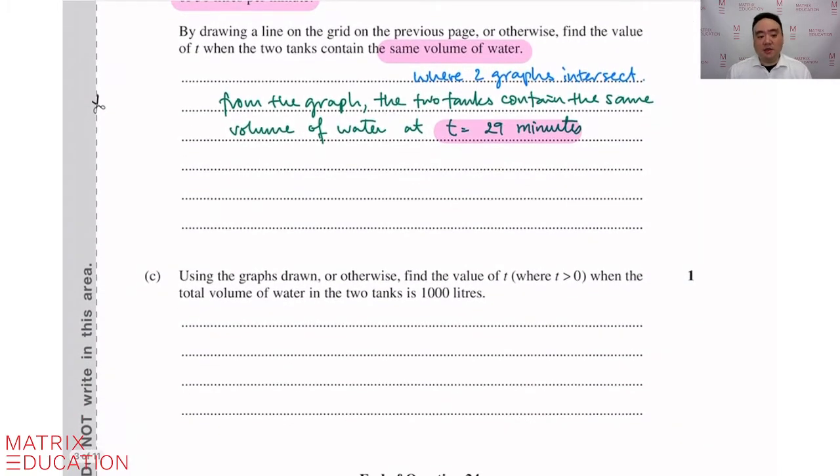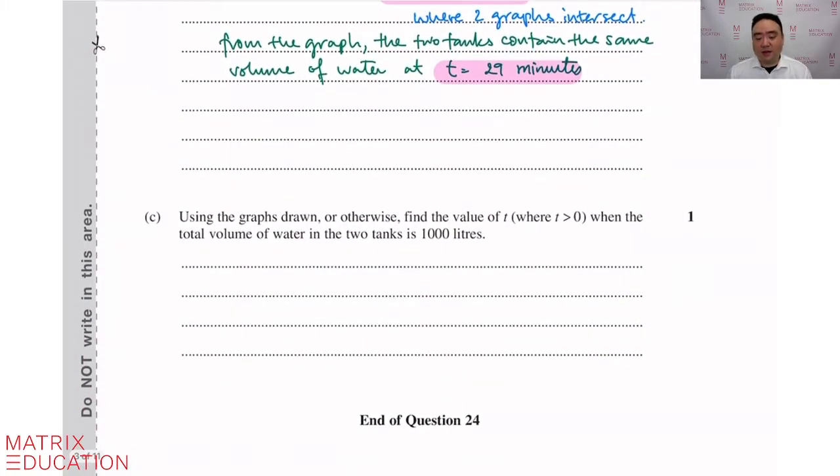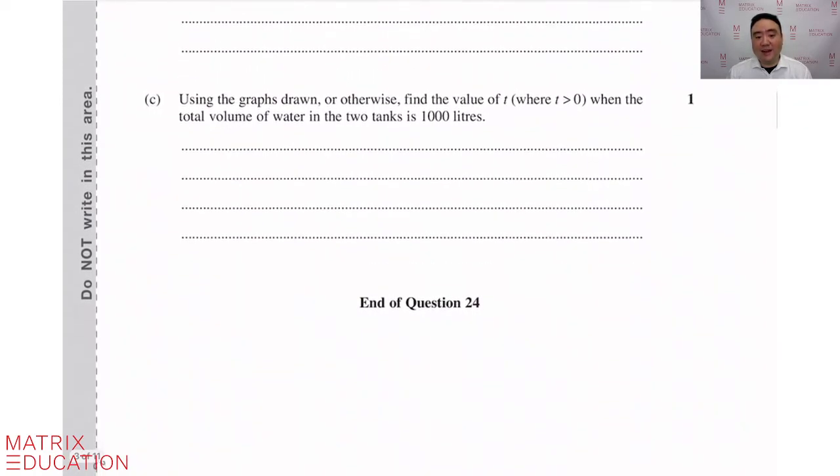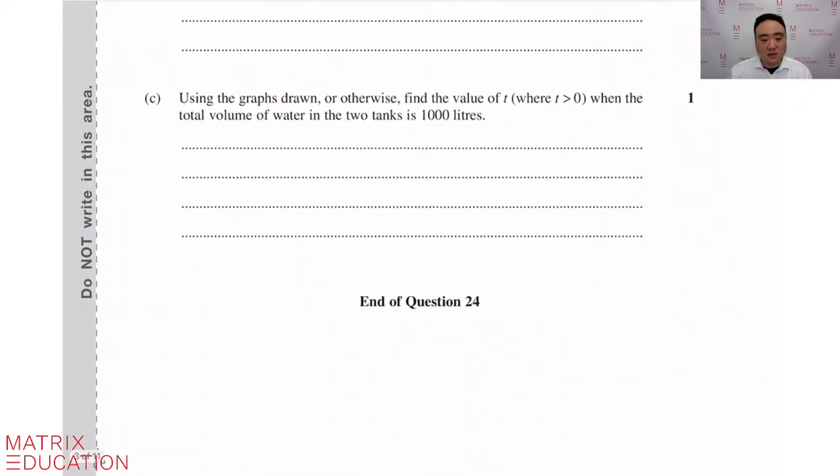All right. Now, using the graphs drawn or otherwise, find the value of t when the total volume of water in the two tanks is 1,000. That means the volume of water in the two tanks combined is 1,000.